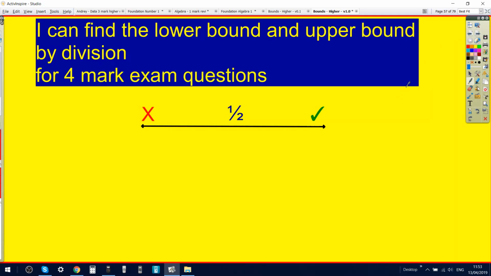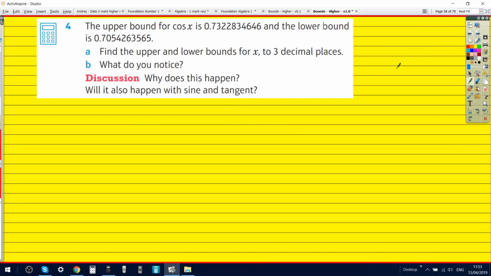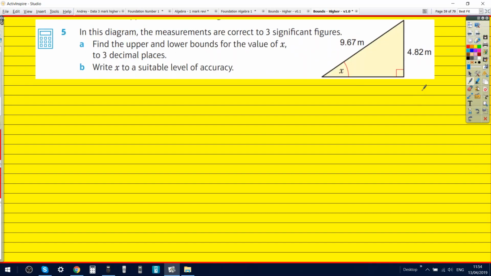4 markers. That's fine. Let's see, the upper bound for cos x and the lower bound is that. The lower bound for x. Oh, I should have put this earlier. Basically, what you notice is that they're the opposite. So the bigger the number, inverse cos will be smaller, and the smaller the number, inverse cos will be bigger, and that's because the cos of 0 is 1, and the graph goes down.